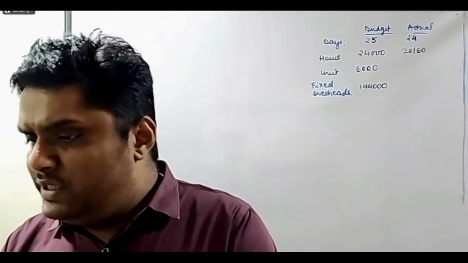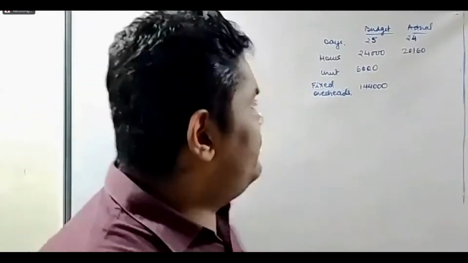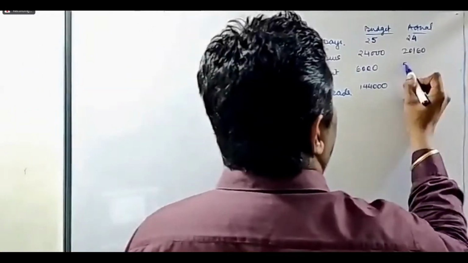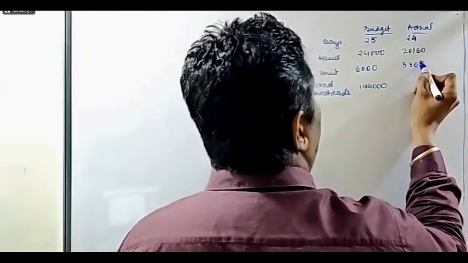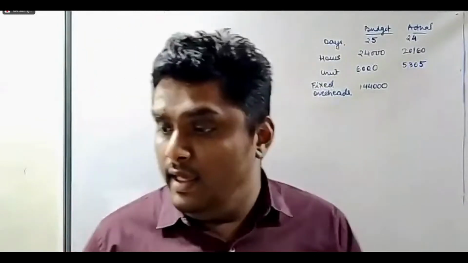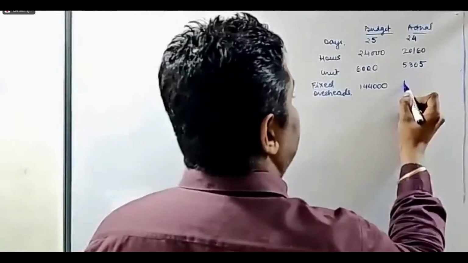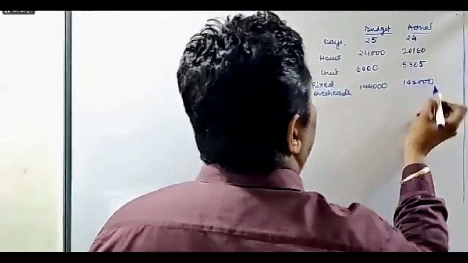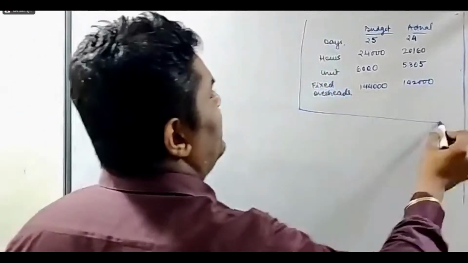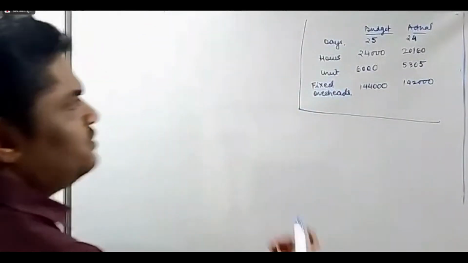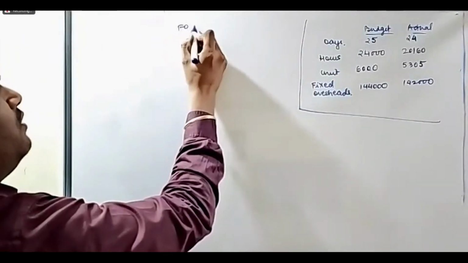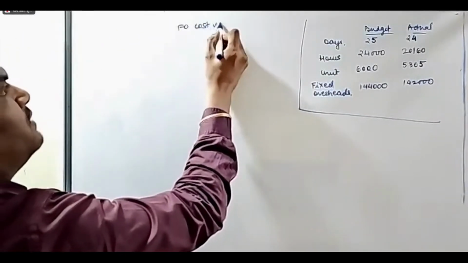Further, the output is given, that is 5305 units. And the actual fixed overheads are given, that is 1,42,000. So now my master chart is ready, so we can start solving the question. It's a very easy question now. Fixed overhead cost variance.